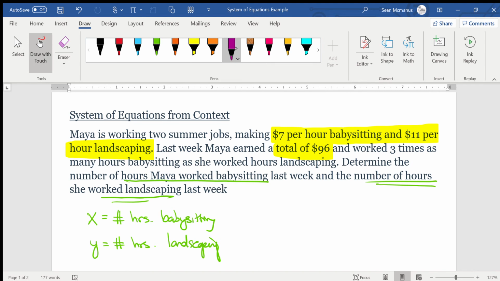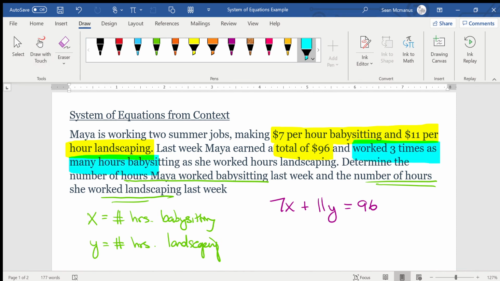So I can use that to write an equation. $7 times the number of hours babysitting plus 11 times the number of hours landscaping was 96. But we need another equation, right? So that's going to come somewhere from here. She worked 3 times as many hours babysitting as landscaping. So we have to write another equation.